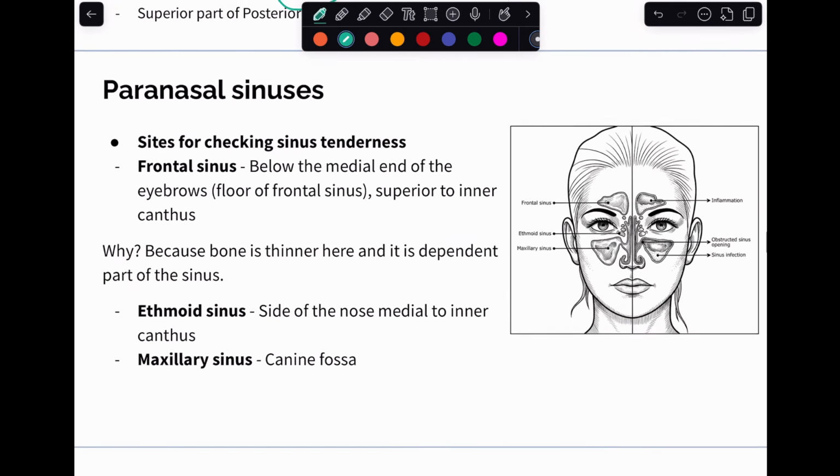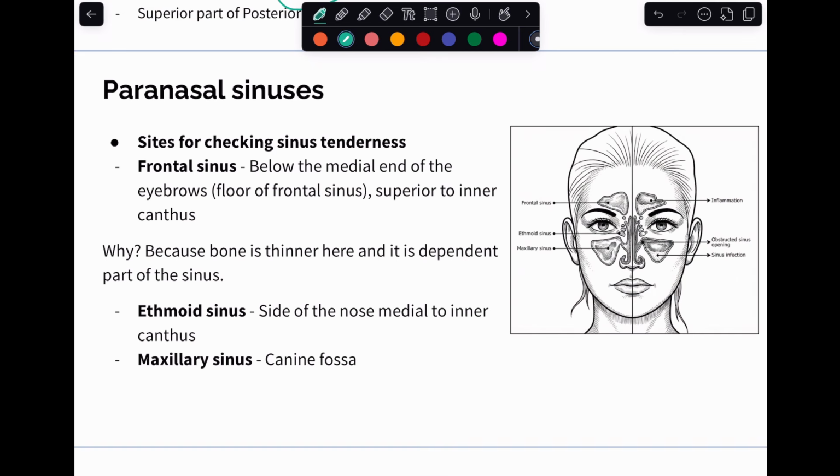Next, we checked all the sinuses for tenderness. In our case, we did not find any of the sinuses to be tender. So that was our conclusion. So that probably rules out acute sinusitis. But a common question here would be, your examiner will ask you to demonstrate what is the site that you will be checking for each of the sinuses. So let's go through each one of them.